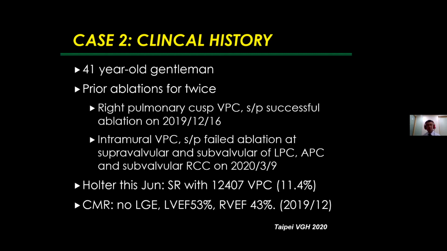And unfortunately, it was hard for us to ablate this PVC. We applied ablation at several sites because of the changing morphology, which I will show later. We applied ablation at the left coronary cusp and anterior cusp, and also both supravalvular and subvalvular, or even the right coronary cusp, and still failed to ablate. The Holter monitor this July also showed an 11% burden of the PVC. It looks fairly idiopathic. Cardiac MR is negative for this case, with a fairly good ejection fraction.